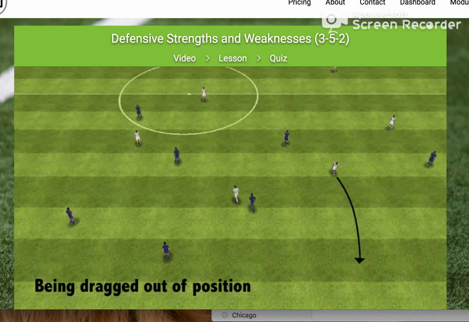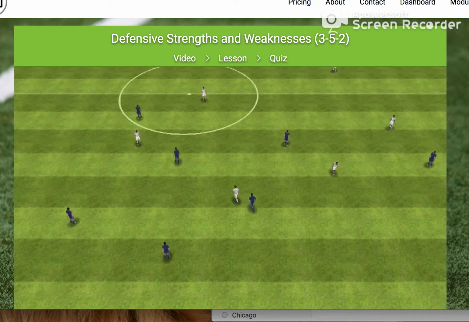To minimize this weakness, the necessary piece is constant communication. On a more technical level, the 2 center backs might play a more liberal man-marking system. The sweeper may drop a bit deeper, or the midfielders will be aggressive in tracking their runs. Now, let's see some potential defensive strengths in a 3-5-2, listed here.